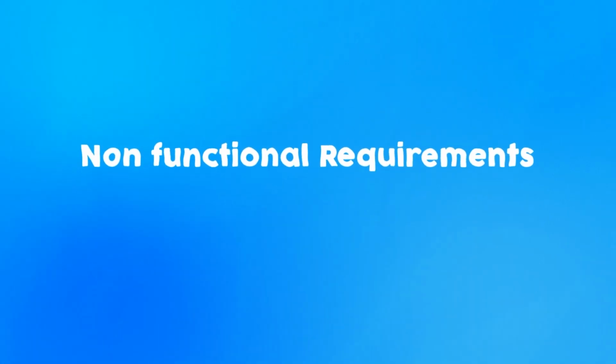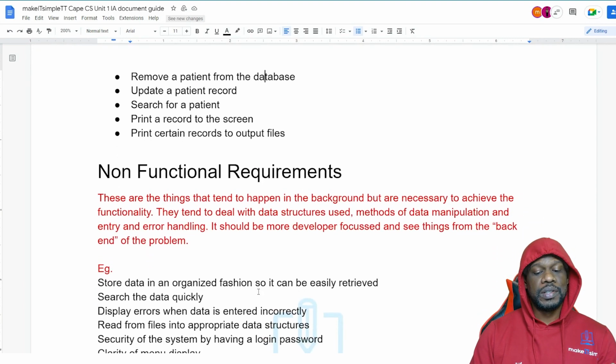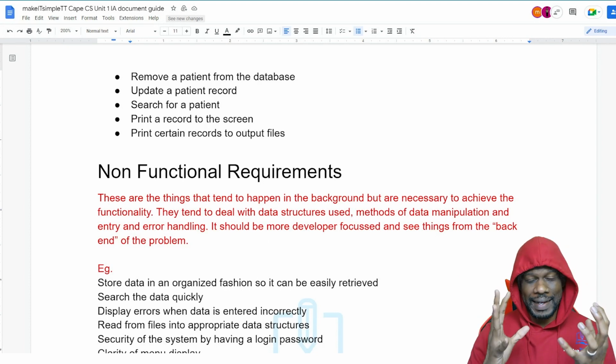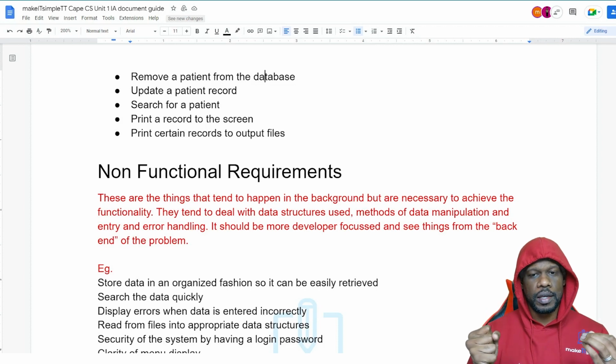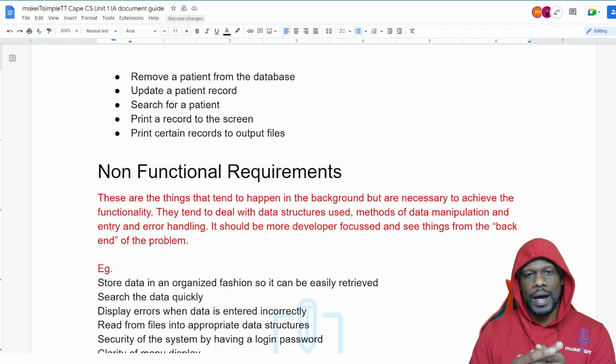Non-functional requirements now, these are the things that sometimes you have to add to because you realize that you need to do certain things in the background to get some of the functions to work. So non-functional requirements, these are the things that tend to happen in the background but are necessary to achieve functionality. They tend to deal with the data structures used, access methods, data manipulation, data entry, error handling. So it's a lot more developer focused and it sees things basically from the back end of the problem. You're thinking, okay, in the back end of this problem, what is actually happening? What do I have to do?